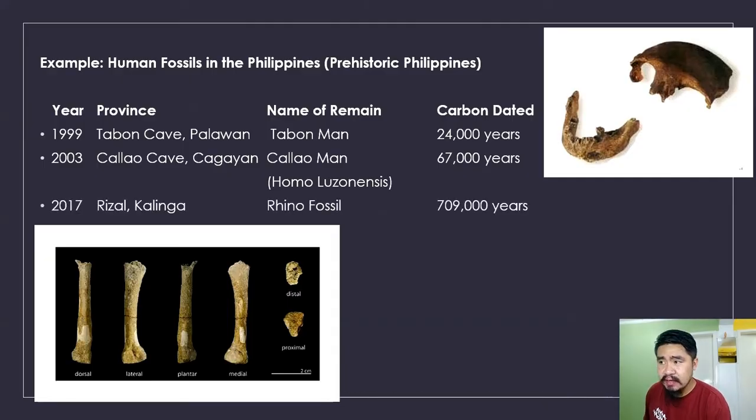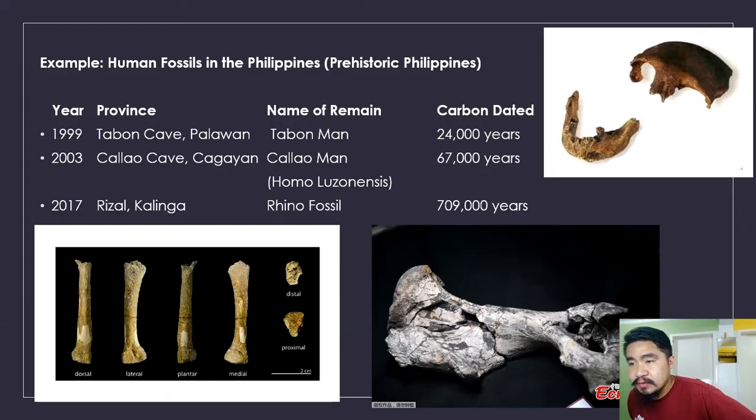And a recent discovery around 2017 sa Rizal, Kalinga, they have now discovered some rhino fossils. Now, when they carbon dated those rhino fossils, lumalabas na around 709,000 years nag-exist yung rhino. So, ito yung actual picture ng rhino, no? So, this is a femur bone. Now, anong kinalaman niya sa prehistoric Philippines? And especially when we are talking about human fossil. Hindi naman yan human fossil. And more likely, hindi siya dapat under history. Although it's still part of history, pero it's more on towards biology or paleontology to be exact.